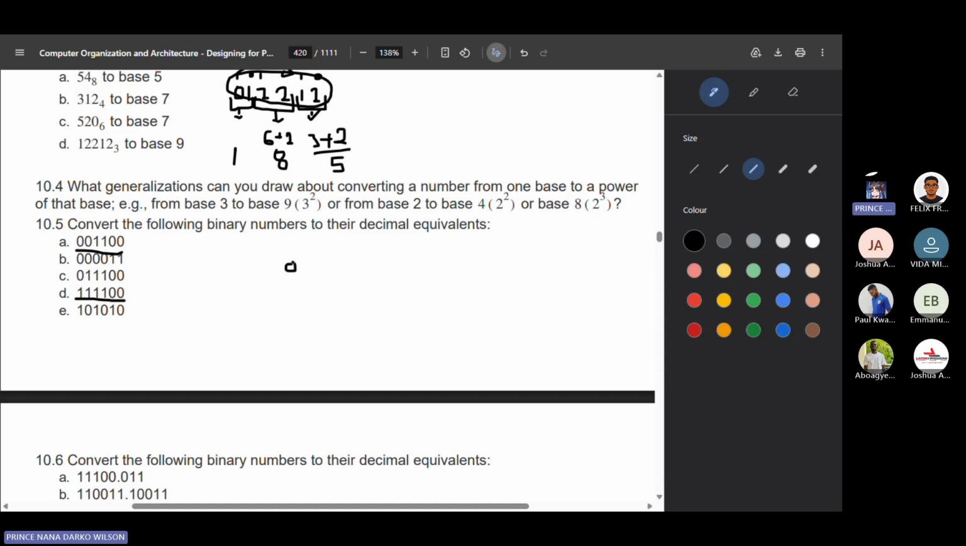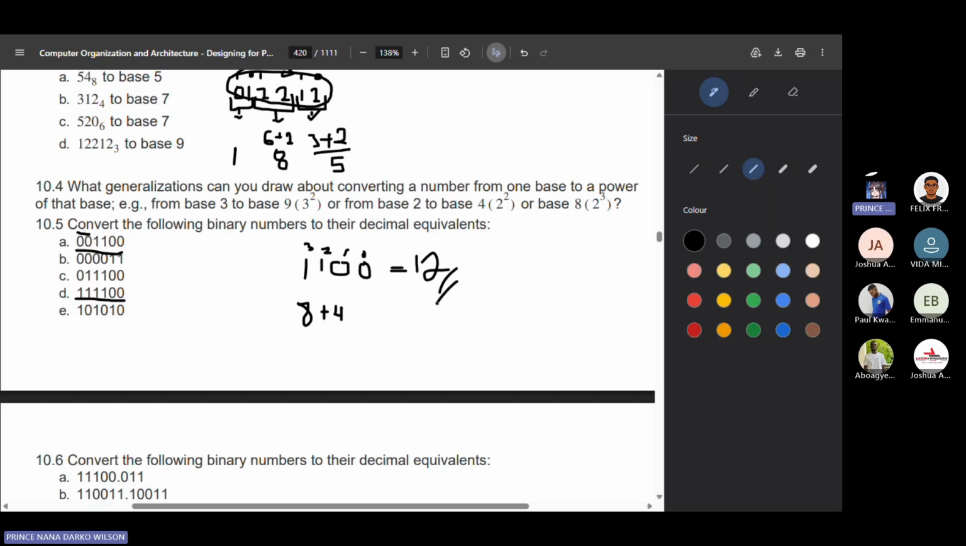So for this one, let's ignore all the extra zeros, and then we are left with the zeros here. Remember, they are not significant. So 1, 1, 0, 0. So this is 2 to the power 0, 2 to the power 1, 2 to the power 2, and 2 to the power 3. And the equivalent to this is 8. And then this right here is 4. So then this brings us to 12.